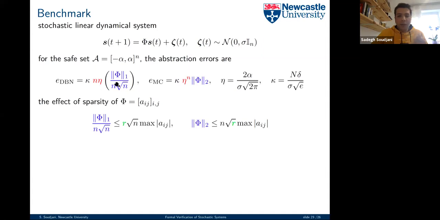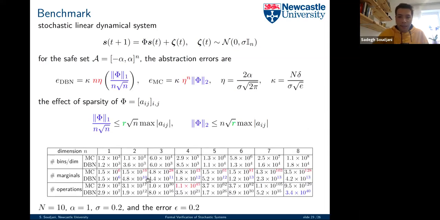Another term I want you to notice is this blue part, which is the norm of the state matrix. So this blue part for the DBN is proportional to the sparsity of the state matrix phi. But here the Markov chain is proportional to the square root of R, which is the sparsity factor. So if you have a sparse dynamical system, this sparsity is reflected in the computations much better if we use the DBN. So here we have R itself, but here we have the square root of R.